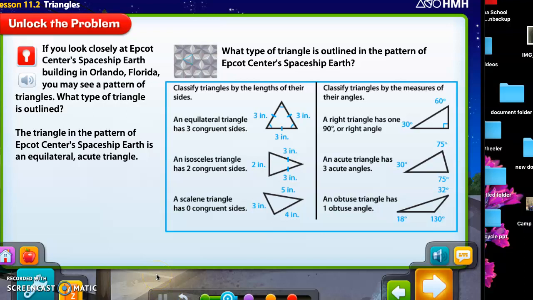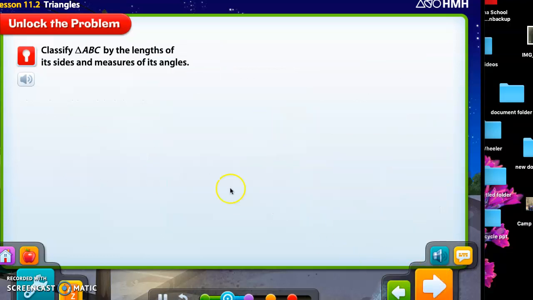Notice you can name the triangle by the sides and by the angles. So it's equilateral because all 3 sides are equal, and it's acute because all 3 angles are smaller than 90 degrees. Let's classify a triangle by the lengths of its sides and measures of its angles.